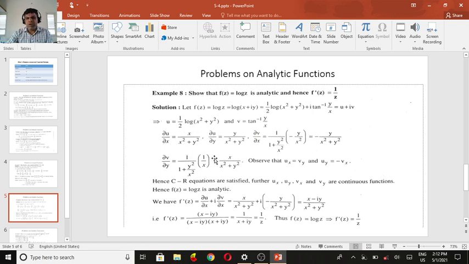We come to del u by del y. Again, 1 by 2 as constant. Derivative of log is 1 by x square plus y square. Again, derivative of y square is 2y. So 2 gets cancelled. Y divided by x square plus y square.